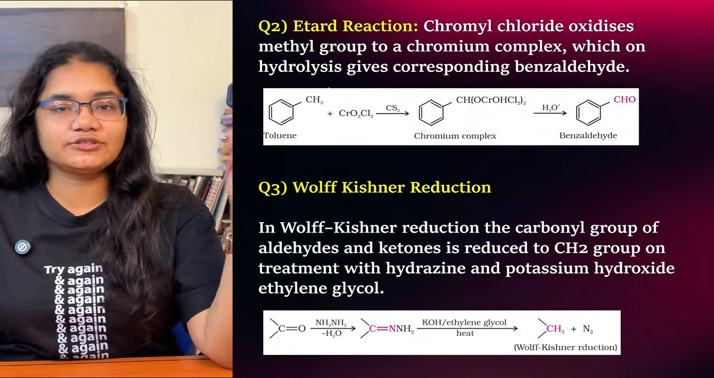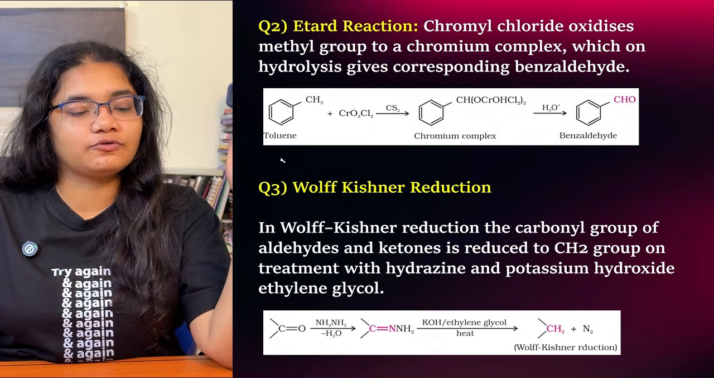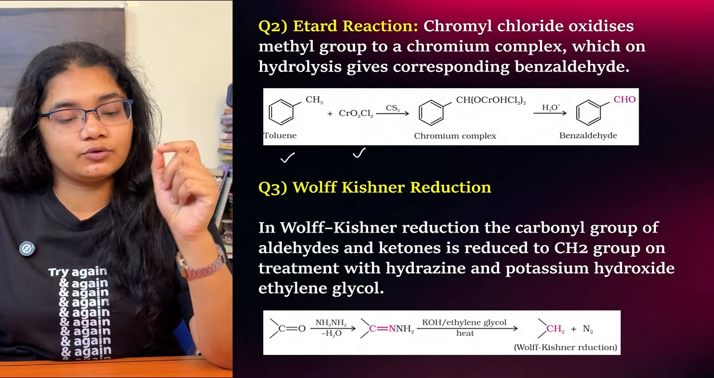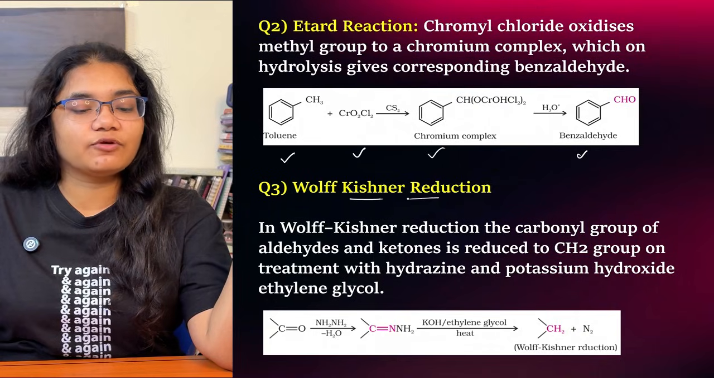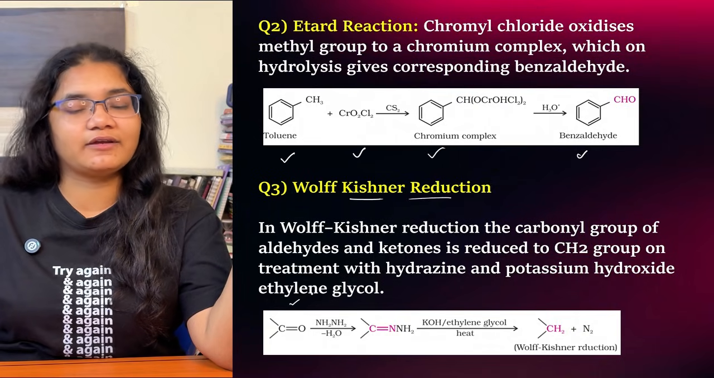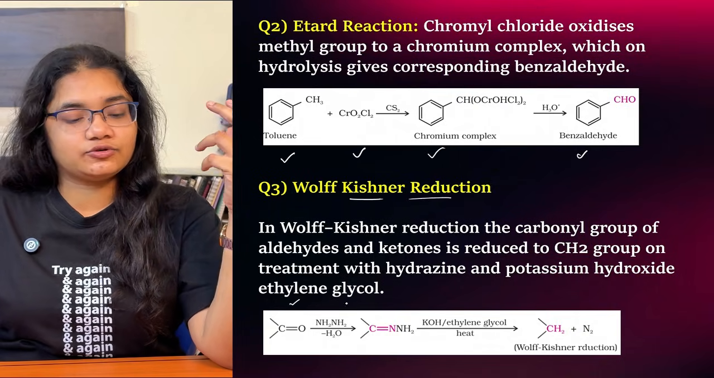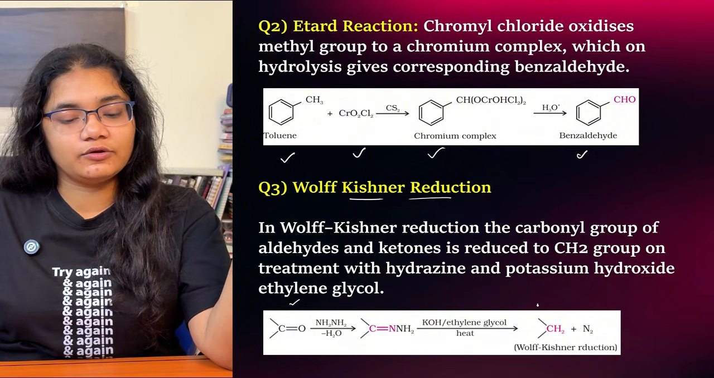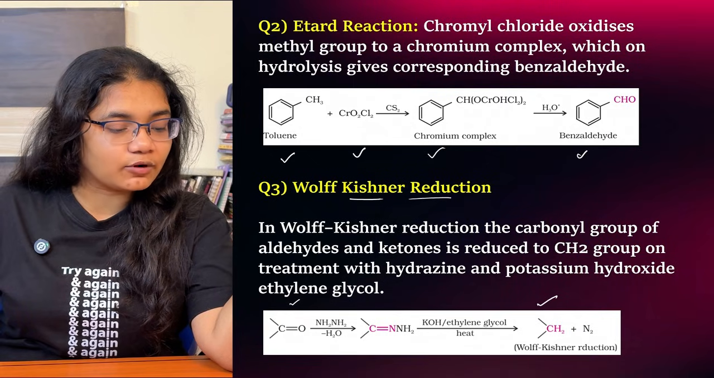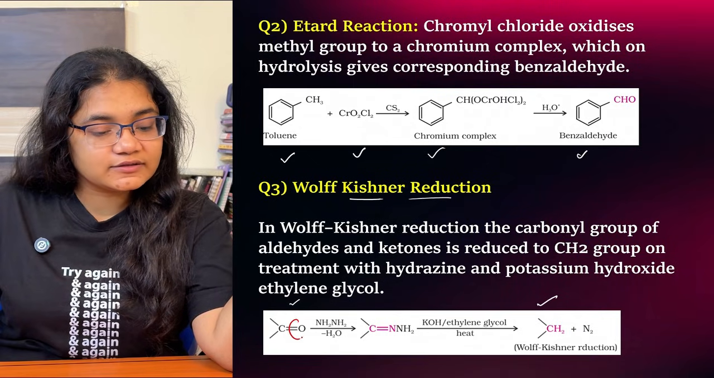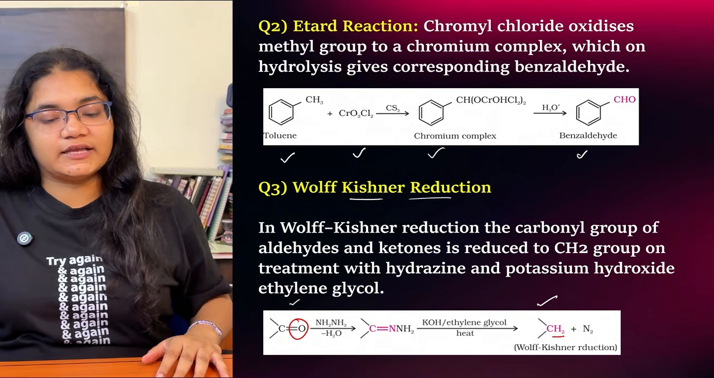Next is Etard reaction, again a very important reaction. Conversion of toluene in presence of CrO2Cl2 gives you a chromium complex which gets converted to benzaldehyde. Next, Wolff-Kishner reduction. If you have any ketone with NH2NH2 and ethylene glycol, you finally get a hydrocarbon. So what happens here? Whatever this C=O bond is there, right? This C=O bond breaks to give you a CH2 group.